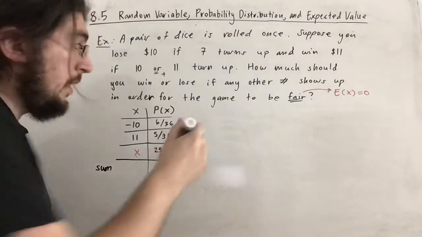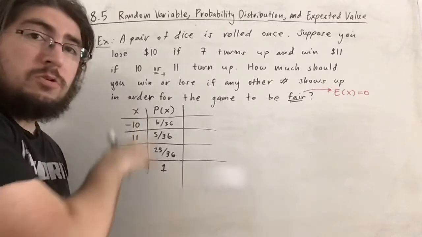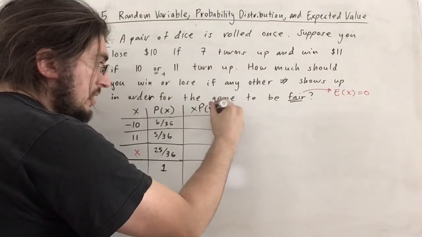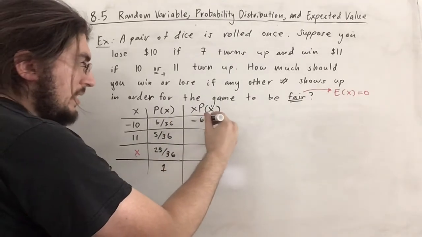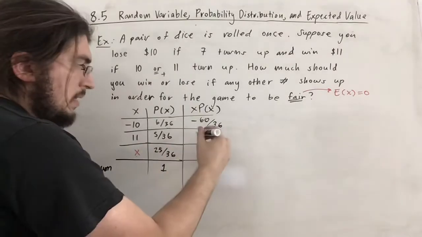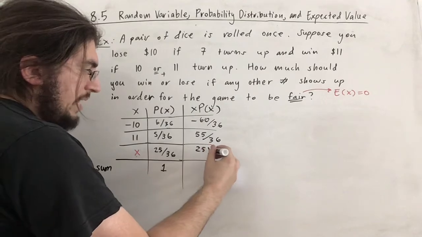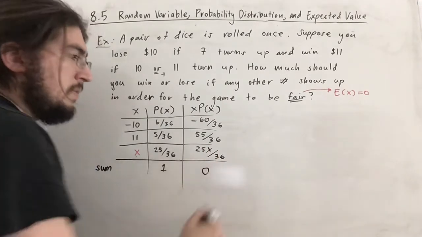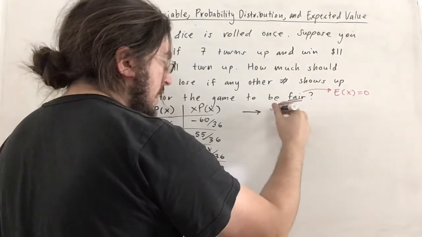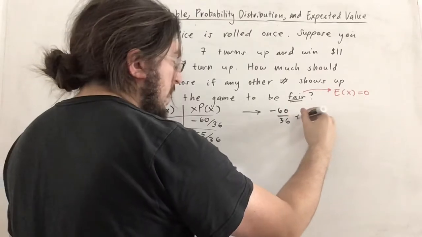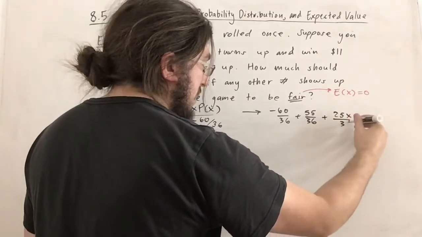So here I have things cleaned up. Now remember, for expectation, or expected value, we're multiplying these two columns together. So we're getting the x times P of x column. Negative 10 times, let's just leave it with the denominator 36, that's negative 60 over 36. 5 times 11 is 55 over 36. And this is, well, 25x over 36. And we want the sum to be 0. And here I think it's kind of easy to see. So the equation we end up getting is this: negative 60 over 36 plus 55 over 36 plus 25x over 36 is equal to 0.